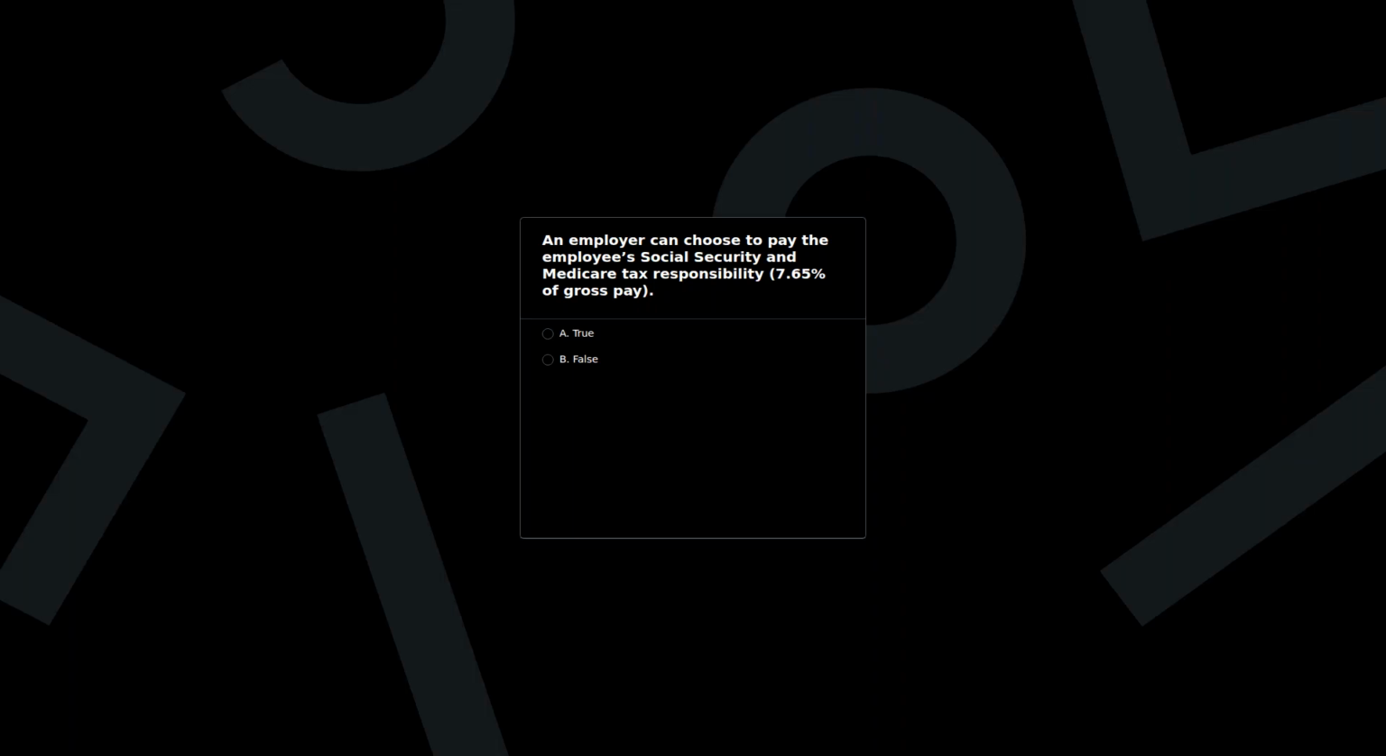Looks like we have everybody in, and the answer here is true. The employer can pay the employee Social Security and Medicare tax responsibility. All right, Mike, turning it back to you.